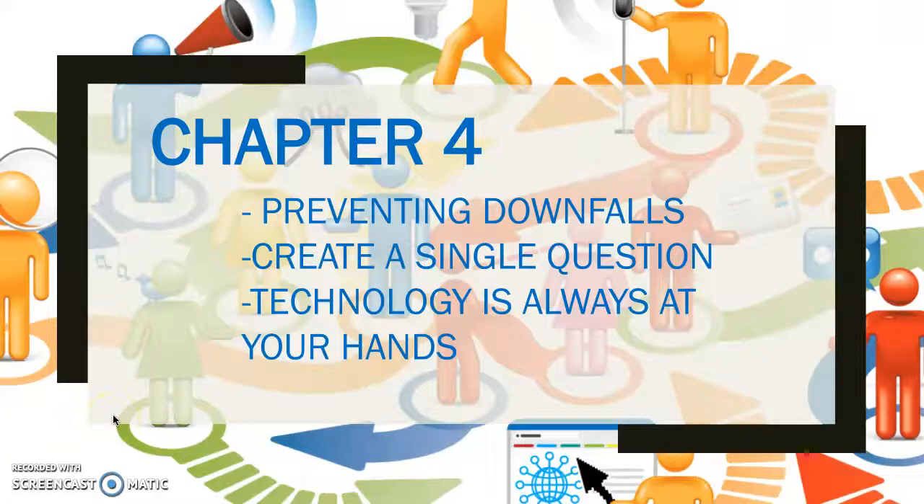In chapter 4, there's a little bit different things going on. We're talking about technology, creating single questions, as well as preventing the downfalls. So if we're going to start with preventing downfalls, you want to look at what you can do to make the student learn to the best of their ability.